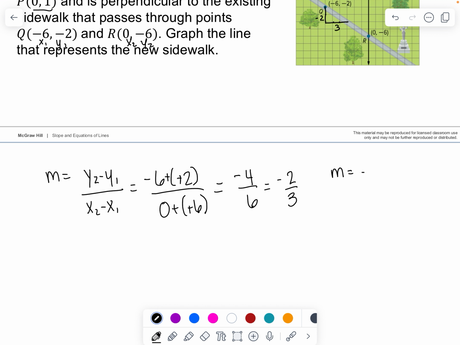Okay, so we found our slope. The slope is -2 over 3. So if I want the perpendicular slope, it's a negative reciprocal. So I'm going to change the sign and flip them. +3 over 2.